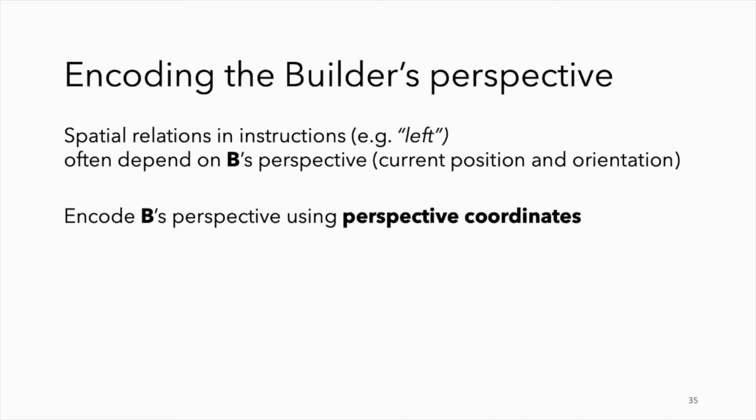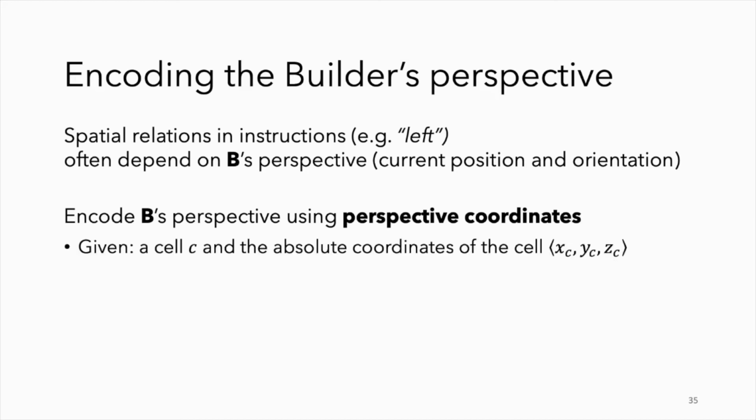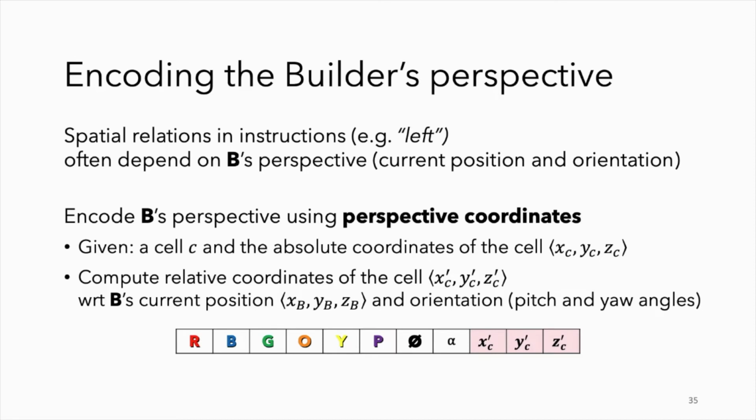We do so by computing perspective coordinates for every cell. Intuitively, this is equivalent to centering the origin on the builder's position and aligning the axes according to the builder's orientation. So given a cell and its absolute coordinates, we compute its relative coordinates with respect to the builder's current XYZ position and orientation in terms of pitch and yaw angles. We then simply concatenate them as extra features to the cell's vector representation.